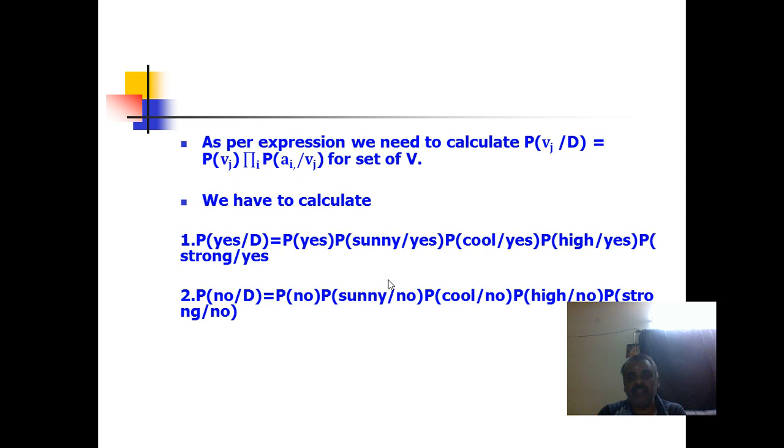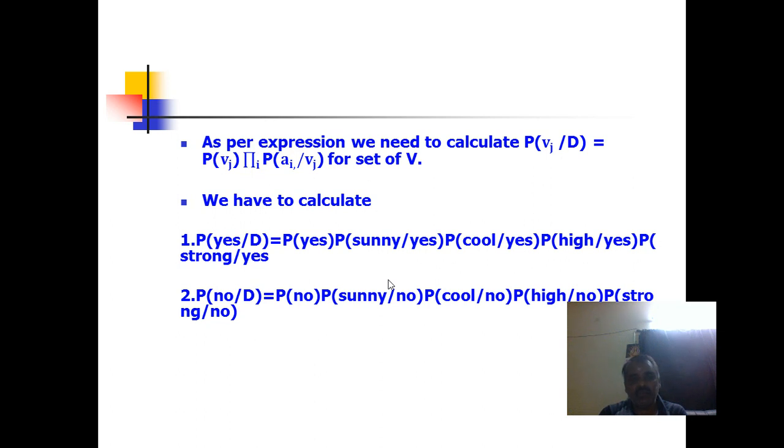Now, as per the expression, we need to calculate P of Vj given capital D for the set of classifications. P of Vj given D is equal to P of Vj into the product of P of Ai given Vj for all i. We need to calculate this expression for the set capital V. In our case, the set capital V has two classifications or two target values. One is yes and the other one is no. So we have to calculate P of yes given D and P of no given D.